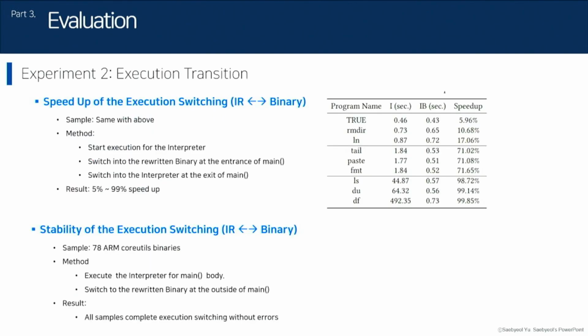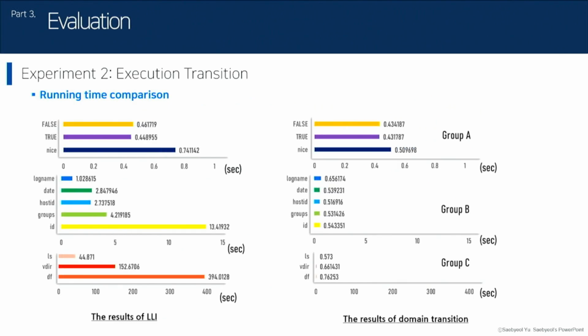Using coreutils samples, we measured the speedup achieved by switching execution between the interpreter and binary. The table only showcases a portion of the whole result, but we saw a speedup ranging from 5 to 99%. We found that binaries with heavy disk I/O, like ls or df, showed higher speedup results. This is a graphical view of the speedup.